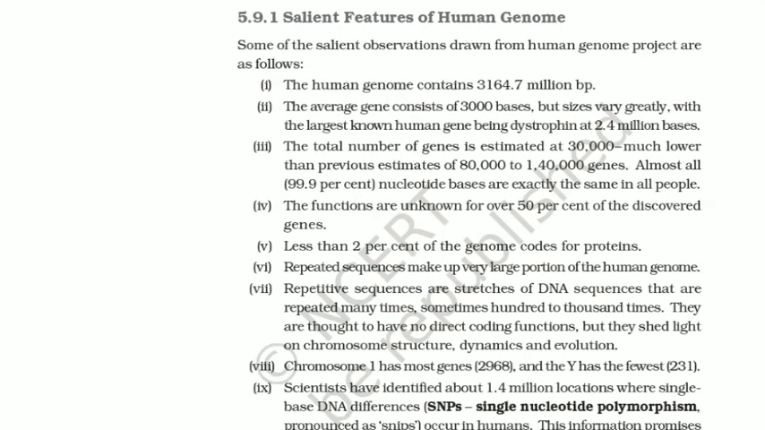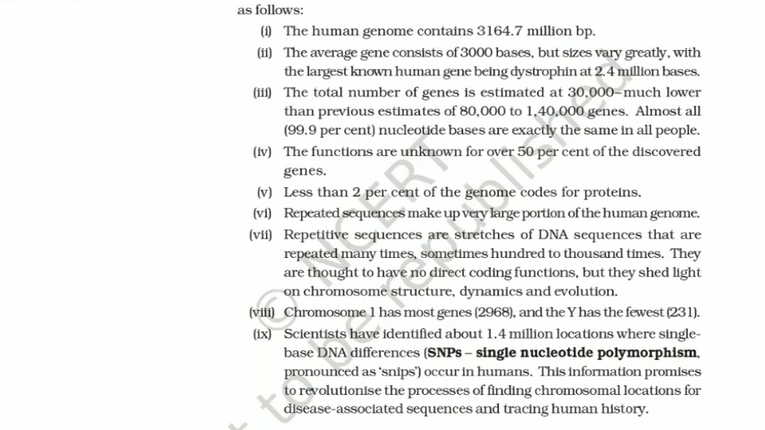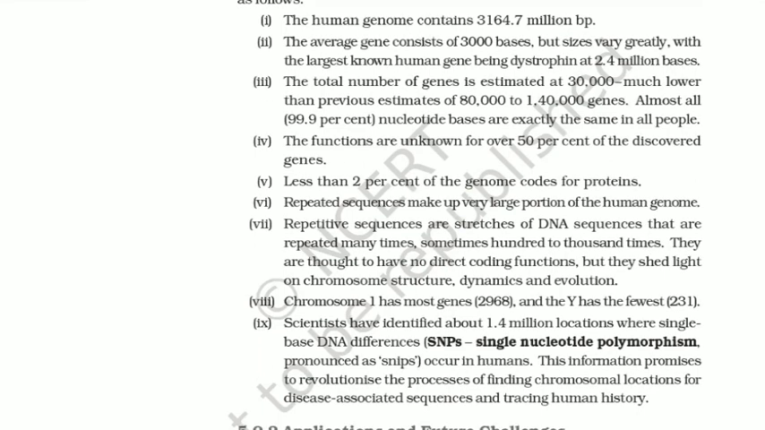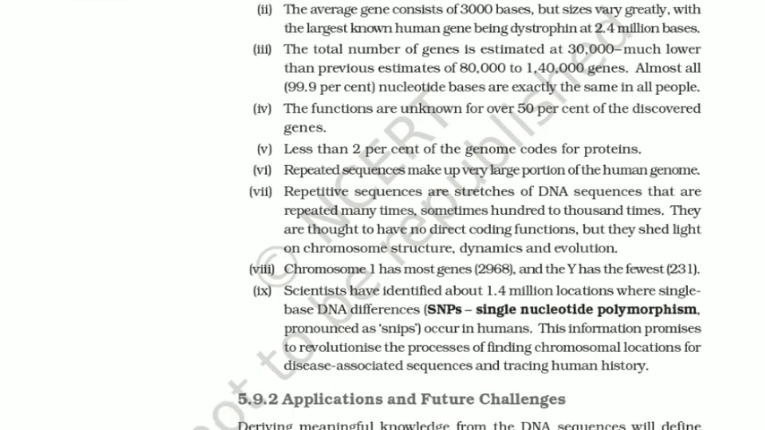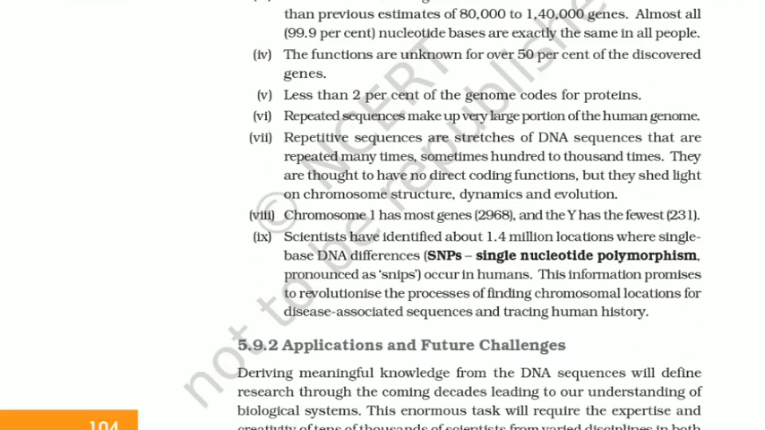5.9.1 Salient features of the human genome. Number 1, the human genome contains 3164.7 million base pairs. Number 2, the average gene consists of 3000 bases, but sizes vary greatly, with the largest known human gene being dystrophin at 2.4 million bases. Number 3, the total number of genes is estimated at 30,000, much lower than previous estimates of 80,000 to 140,000 genes.